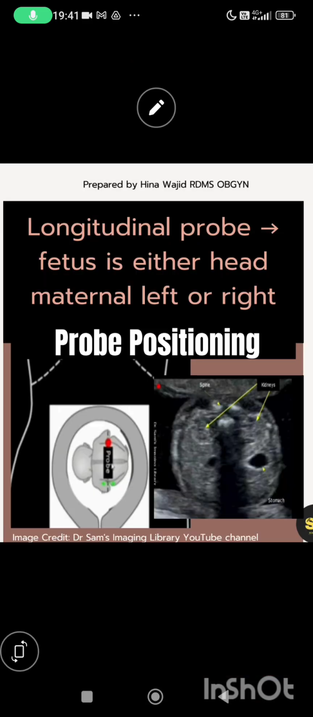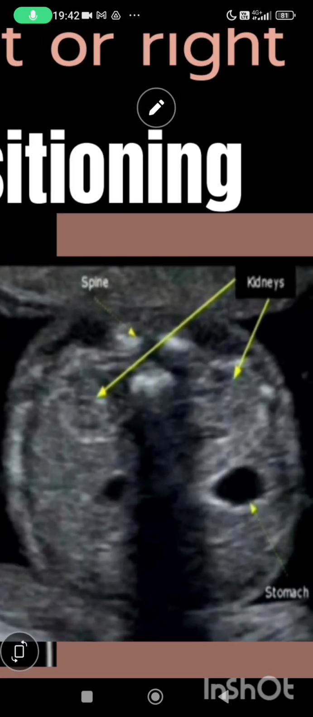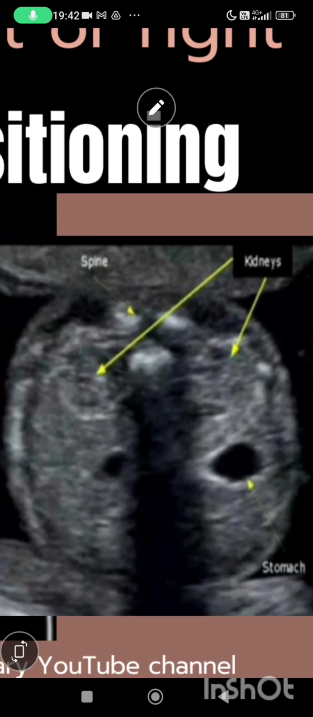Okay, now the probe is longitudinal. So the fetus is either head maternal left or right. Okay, now in this image, what do you see? Their relationship is clockwise or anti-clockwise? Clockwise. Okay, it's clockwise. So is the head toward maternal right or left? Right. Exactly.